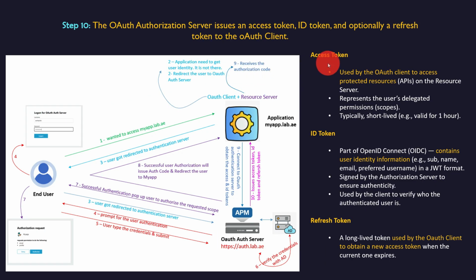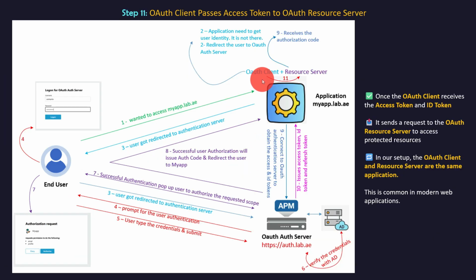Let us understand what the access token, ID token, and reference token are. The access token is used by the OAuth client to access protected resources on the resource server. The ID token is used by the OAuth client to verify who is authenticated. The reference token is used by the OAuth client to obtain a new access token when the current one has expired. In step 11, the OAuth client passes the access token to the OAuth Resource Server to access the protected resources.